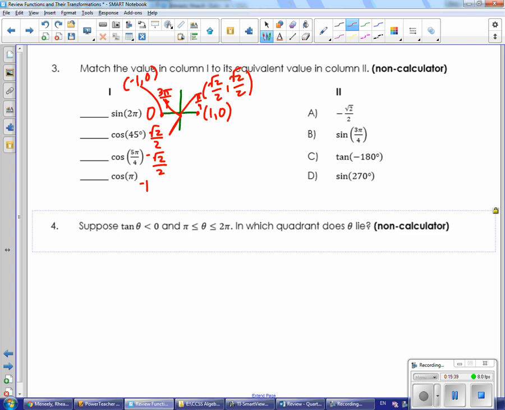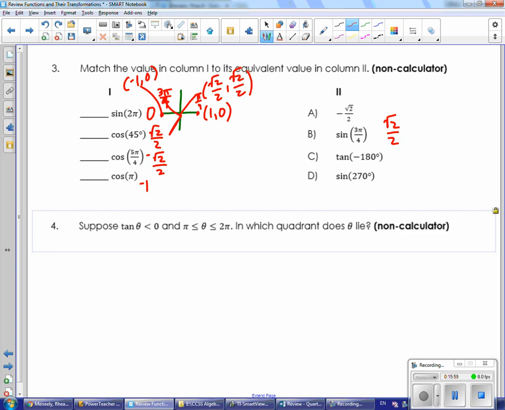So the sine of 3 pi over 4 is going to correspond to this angle here, and that's going to leave me, again, it's a pi over 4 angle, so this is going to be the square root of 2 over 2, and I know it's positive because the sine is positive in quadrant 2. Letter A is already evaluated, that's why I skipped it.